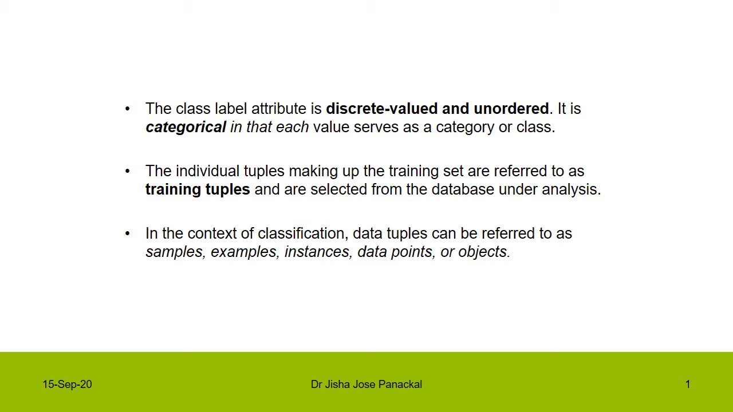The class label attribute is discrete valued and unordered. It is categorical in that each value serves as a category or class. The individual tuples making up the training set are referred to as training tuples and are selected from the database under analysis. These training tuples are also referred to as samples, examples, instances, data points or objects.